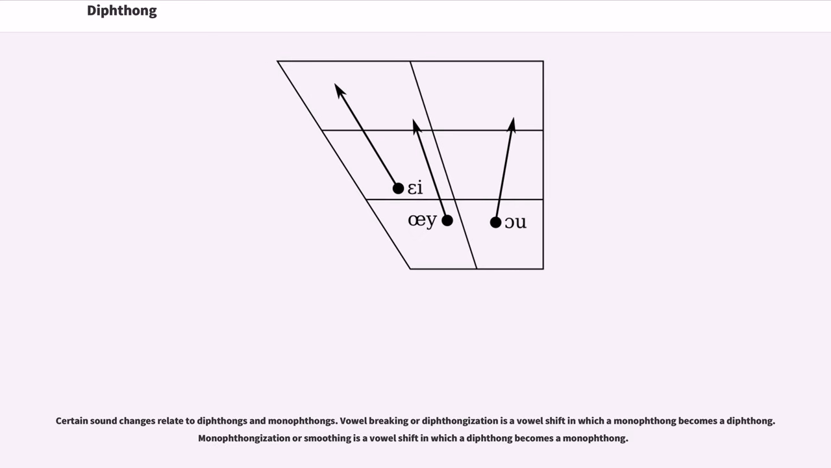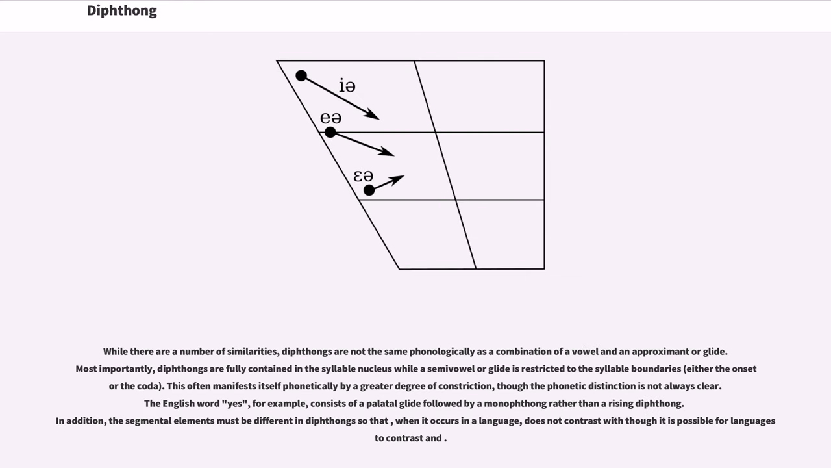Certain sound changes relate to diphthongs and monophthongs. Vowel breaking or diphthongization is a vowel shift in which a monophthong becomes a diphthong. Monophthongization or smoothing is a vowel shift in which a diphthong becomes a monophthong. While there are a number of similarities, diphthongs are not the same phonologically as a combination of a vowel and an approximant or glide. Most importantly, diphthongs are fully contained in the syllable nucleus while a semivowel or glide is restricted to the syllable boundaries.